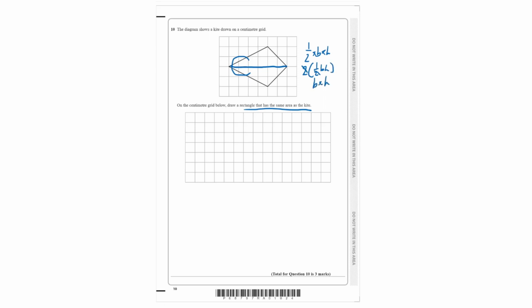So all we have is base times height. We know the base is 1, 2, 3, 4, 5, 6. So we have 6. And the height is 1, 2. So that's 2. So that means our total area is 12. Now that we know the area of the kite, which is 12, we can then draw a rectangle that has the same area as the kite. We can simply draw this as 2 and 6. We can count all the squares to make sure this is correct. This is 1, 2, 3, 4, 5, 6, 7, 8, 9, 10, 11, 12. And since the area of the kite is 12 and the area of the rectangle is 12, we are correct.